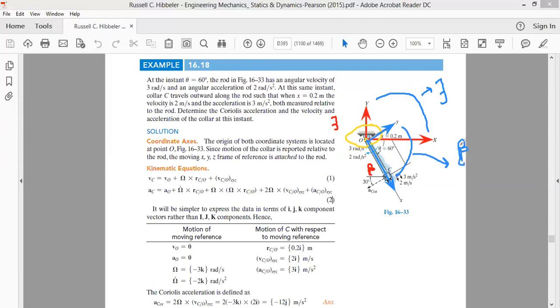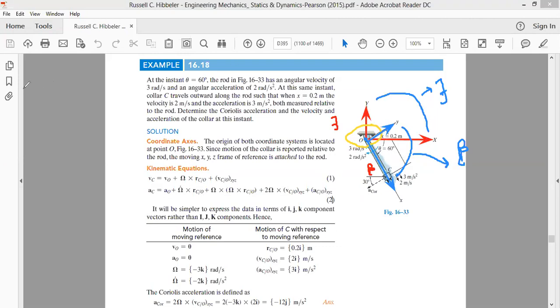While you solve these questions, you need not draw them as I have drawn, but you can have a picture in your mind of what the ground frame of reference is and what the beta frame of reference is. Now look here, the origin is common. The ground frame of reference and the beta frame of reference have the same origin, that is point O. After drawing the frames of reference, now we have to write down the velocity equation first.